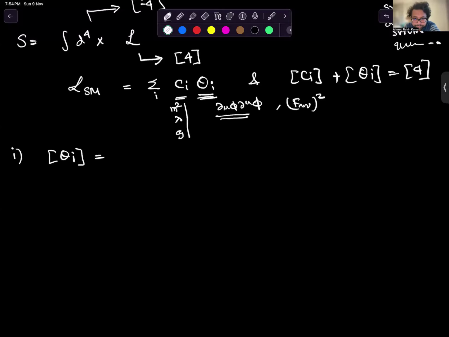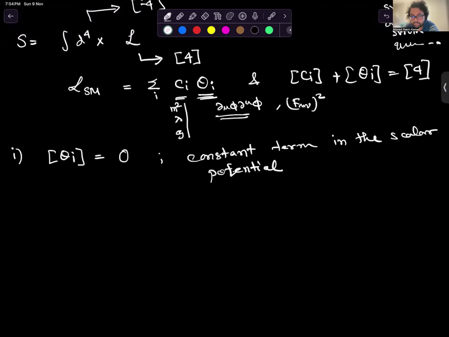So for a term of mass dimension 0, there is actually a term, which is what we have seen very recently, that is the constant term in the scalar potential. It is proportional to lambda v to the fourth. There was a constant term. If you really do the expansion of the GSW, you'll see this term. It's coming from the Higgs, of course. There are terms which are like this.